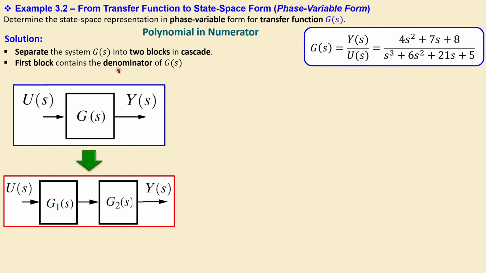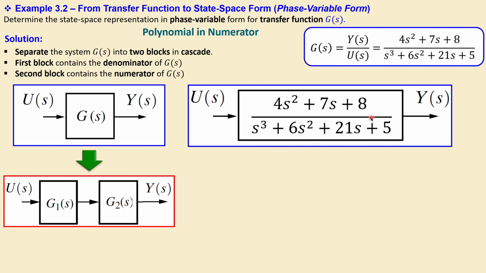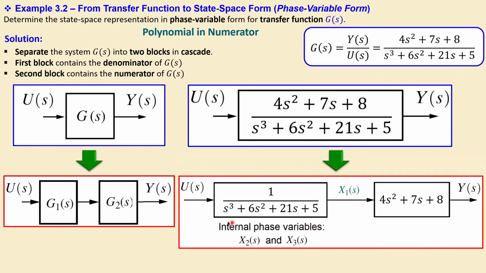The first block contains the denominator, so 1 over that, and the second block contains only the numerator. So this is what we had, expanded here, and this will be then this. So we have 1 over that denominator, and the internal phase variables will be then x2 and x3. So x1 is actually the in-between variable. And then you have only that block, which is our numerator, and you go to y. So you have u up to y, and in between we have an x1. That's the change from example number 3.1.